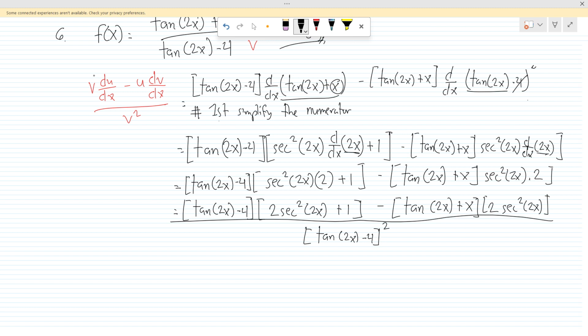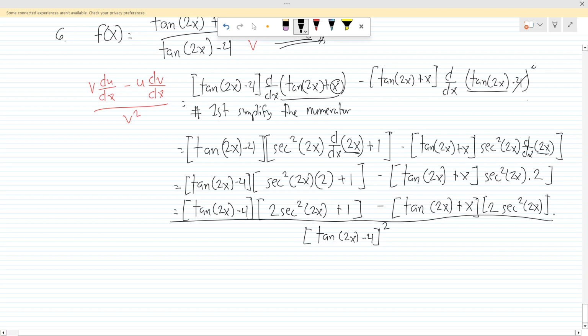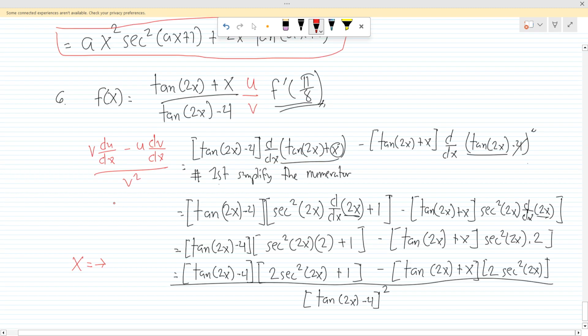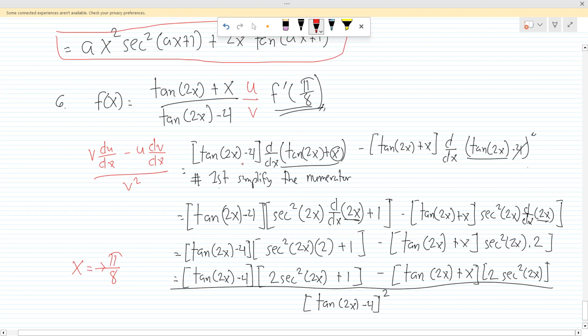If we are finding a certain derivative with a certain value of our function, that would be very easy. Why? Because if you get the derivative of that, you don't need to simplify because you have a certain value to input. So even if this can still be simplified, we don't have to. Why? Because we are going to input values. Make sure po that your calculator is on radian mode. So all values of x must be replaced by what? Pi over 8. Okay, so pi over 8.